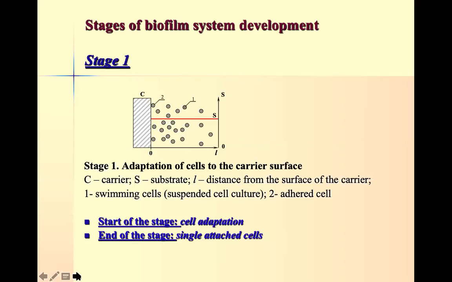So stage one is adaptation of cells to the carrier surface. For example, this is a carrier, and this is a carrier surface. So these are the biofilm forming cells. They will first visit and inspect the environment. If the environment is good for them, they will use different signaling systems, sensor systems, to understand whether this place is hospitable for them or not, whether safe for them or not.